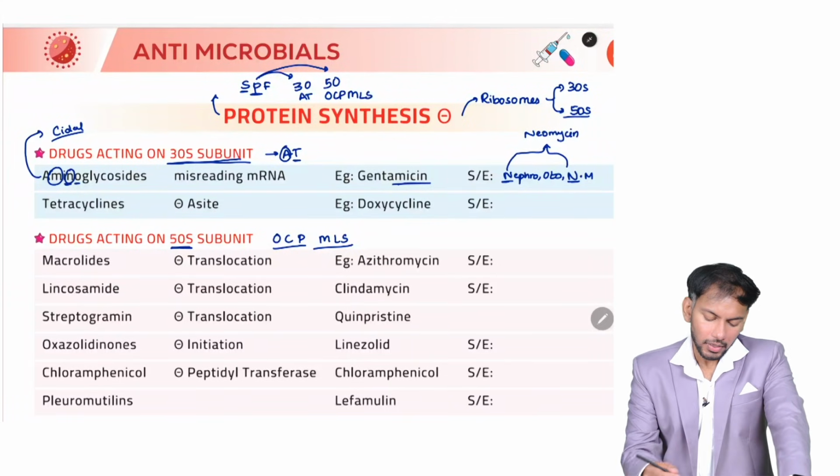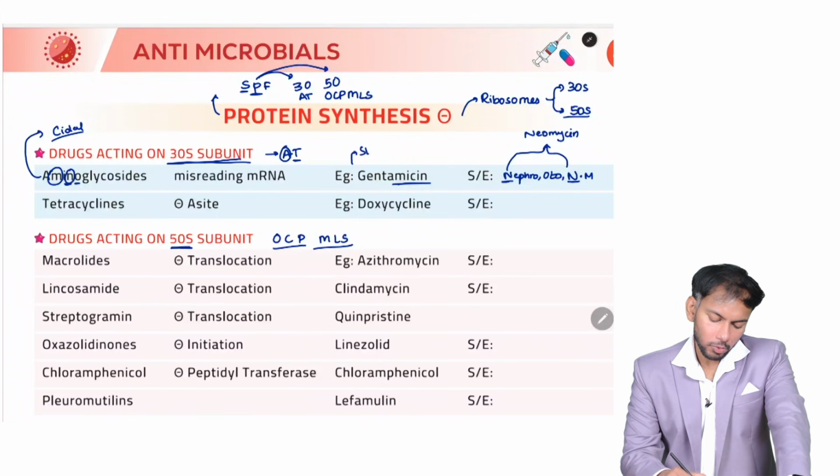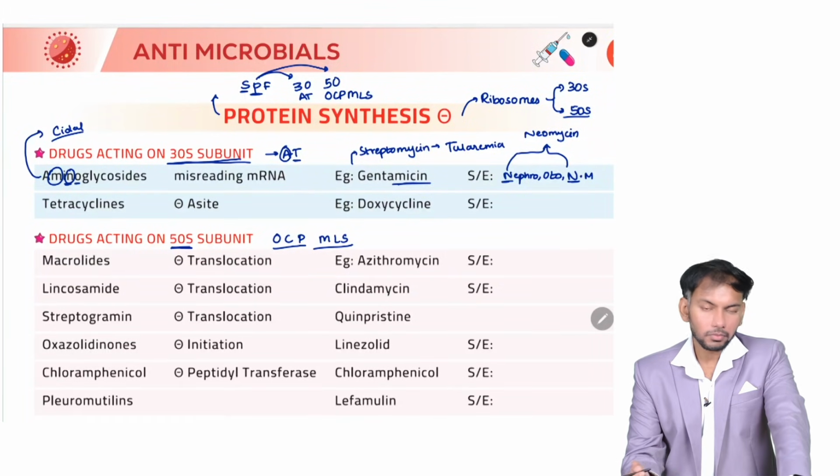I want you to remember there is a drug called streptomycin. Streptomycin is the drug of choice in rabbit fever. What is rabbit fever? It is tularemia. That's all.